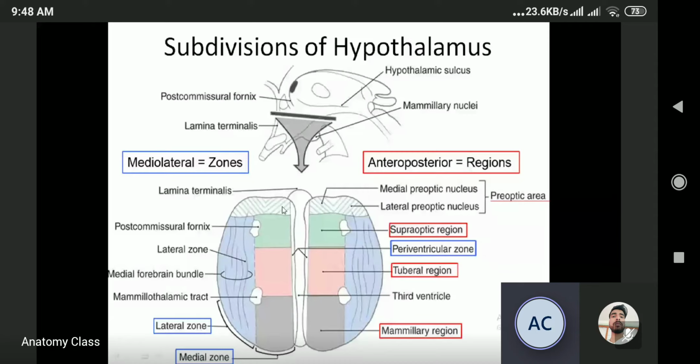But the lateral area consists of few nuclei and is mainly composed of nerve fibers known as the medial forebrain bundle. This nerve fiber bundle consists of bidirectional fibers which connect the forebrain with the hypothalamus and the brainstem. It is related with the limbic system.